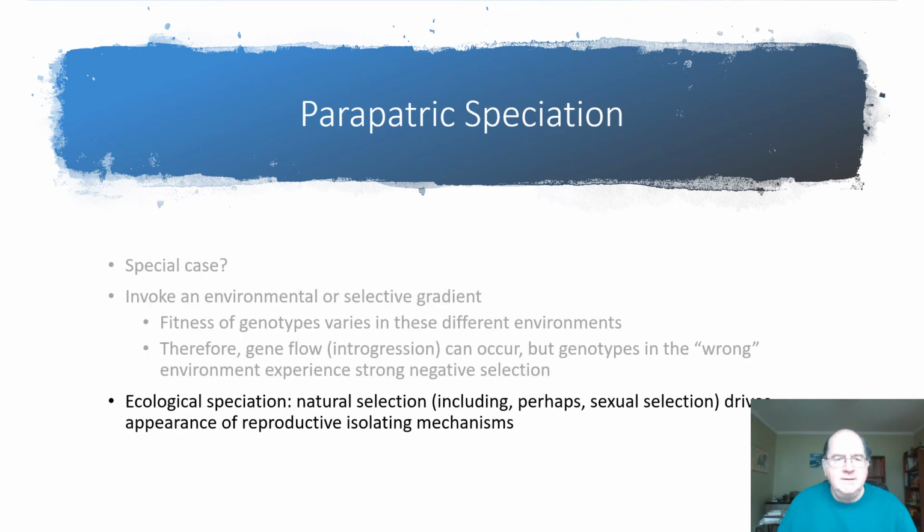This gives rise to the idea of ecological speciation, which is getting a lot of attention these days. What I have seen is the work is usually conducted in the context of the biological species concept. So they're looking for reproductive isolation between populations or segments of populations. But ecological speciation posits that the reproductive isolating mechanisms, those actual factors that keep these two populations from interbreeding, arise because of natural selection. And this would include also sexual selection.